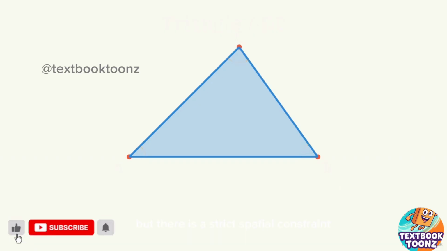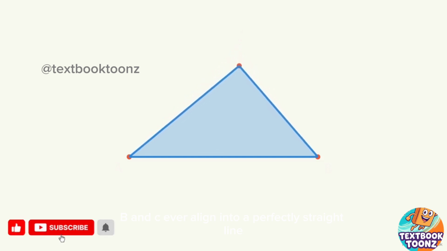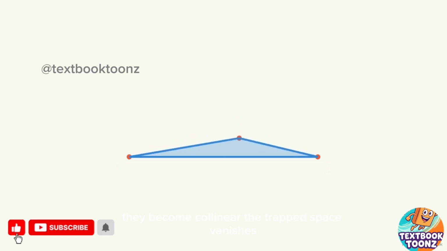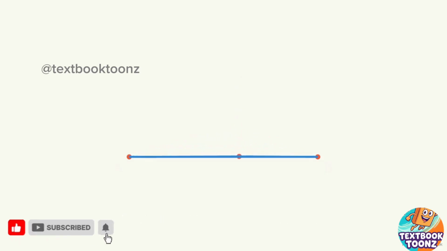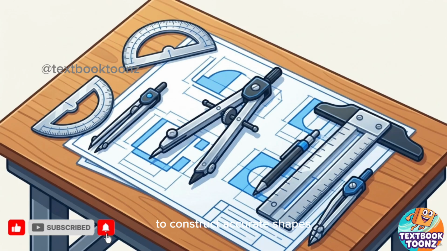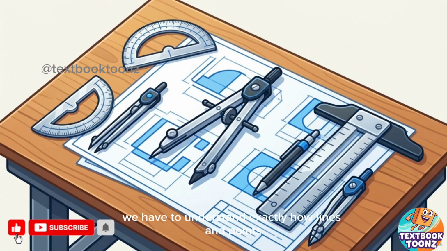But there is a strict spatial constraint. If points A, B, and C ever align into a perfectly straight line, they become collinear. The trapped space vanishes, and the entire shape flattens into a single line segment. Geometry is built upon these intersections. To construct accurate shapes, we have to understand exactly how lines and points interact in physical space.